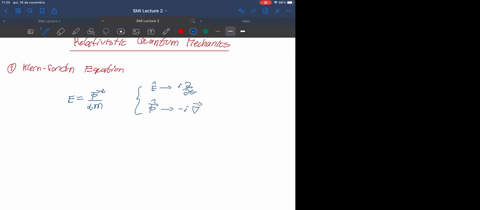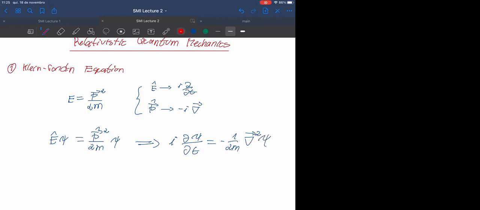And from here you obtain the well-known Schrödinger equation without h bars. I will not put h bars here, but you can write, for example, E psi equal to p squared over 2m psi, from where you get i d psi/dt equal to minus 1 over 2m gradient squared psi. And this is the well-known Schrödinger equation.